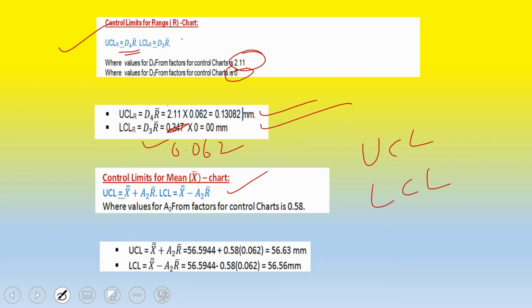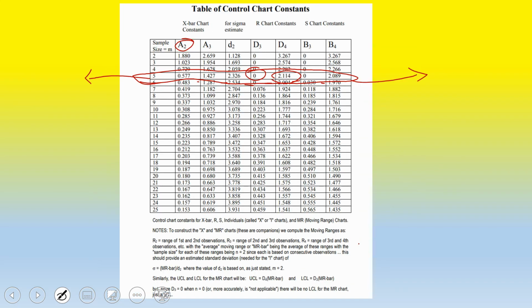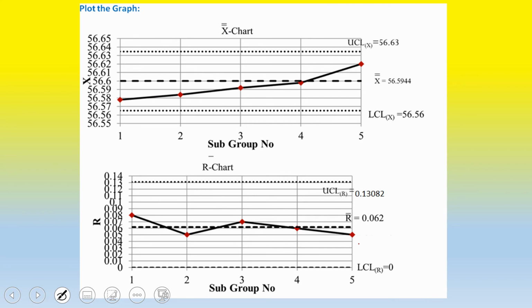After taking A2, we have to substitute here. It is coming as 0.58. Then all the other values we have: X double bar, and R bar we have already calculated. If we substitute here, you will get 56.63 as the upper control limit for the X bar chart and 56.56 as the lower control limit for the X bar chart. Then we have to draw the X bar chart and R chart.